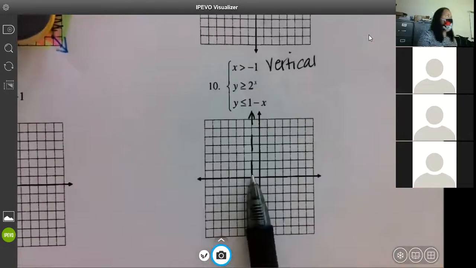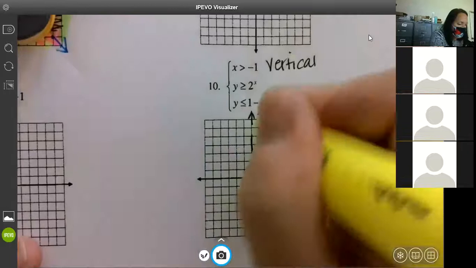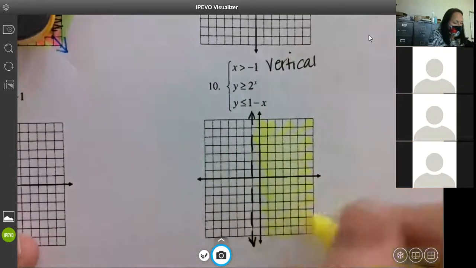It says greater than. If this is -1, is the left greater than or the right greater than? The right. Perfect. So we're going to shade to the right.